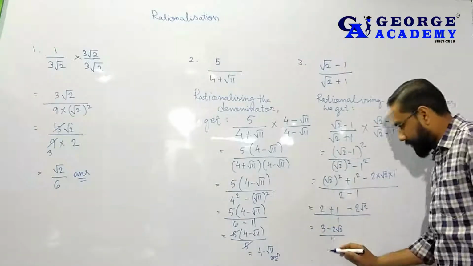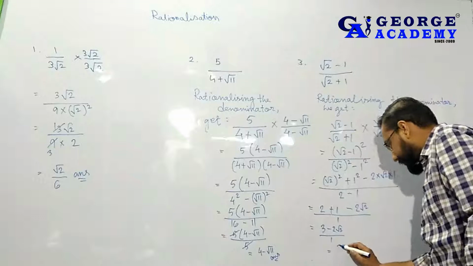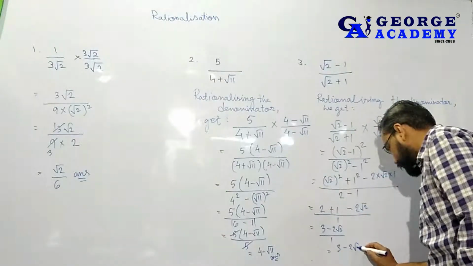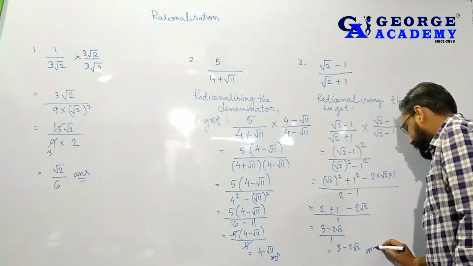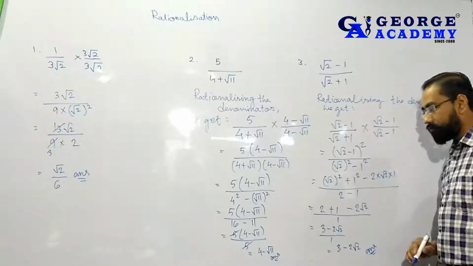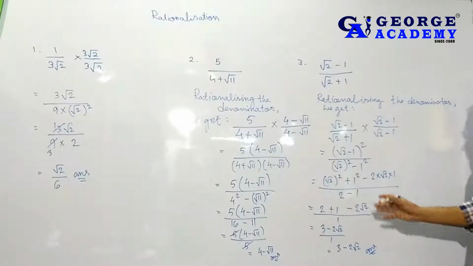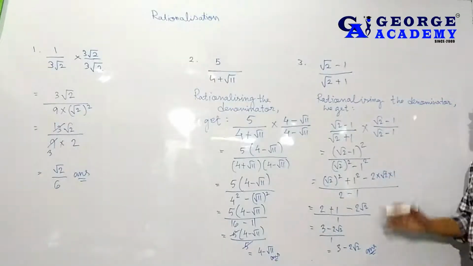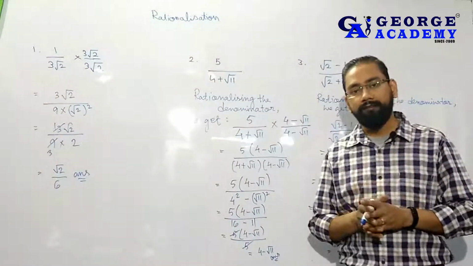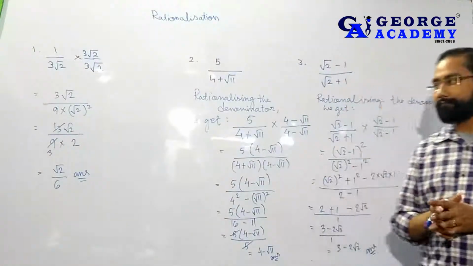Denominator is 1. We are not going to write the denominator, so we will get the answer as 3 minus 2 root 2. We have rationalized the denominator. That means we have removed the root sign from the denominator. This is how we are going to rationalize any given fraction.